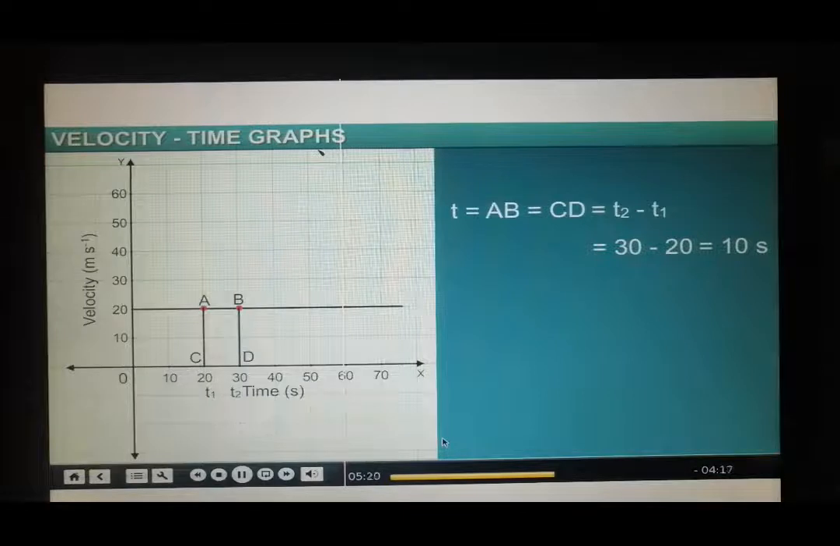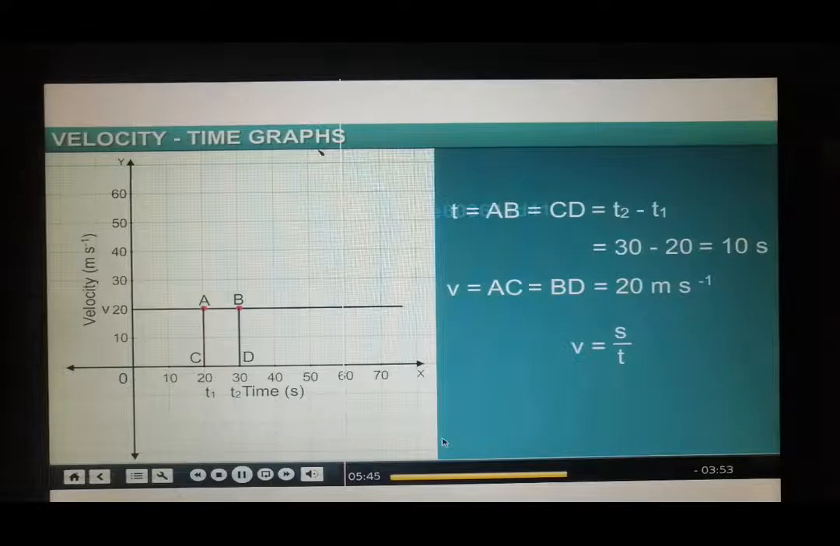Since the car is moving with a uniform velocity, the magnitude of its velocity is the same at all points on the graph. Velocity V is equal to AC is equal to BD is equal to 20 meters per second. By definition, the velocity of an object is the ratio of displacement to time. Therefore, we can say that displacement is the product of velocity and time taken.